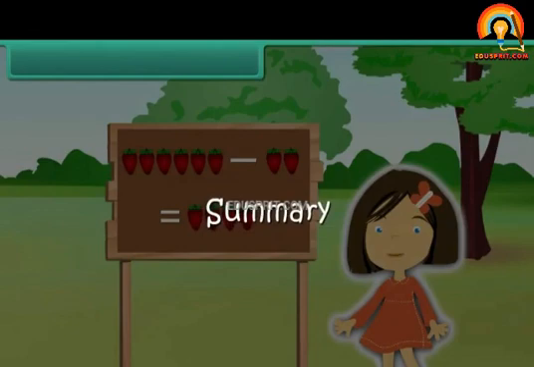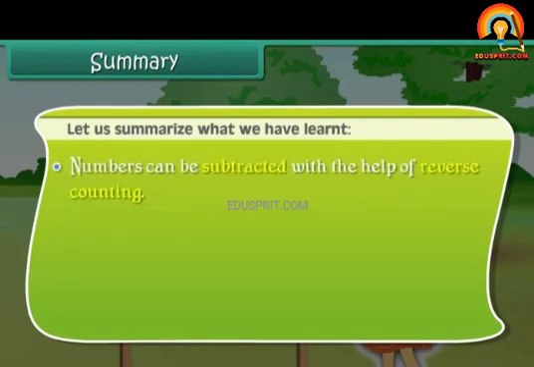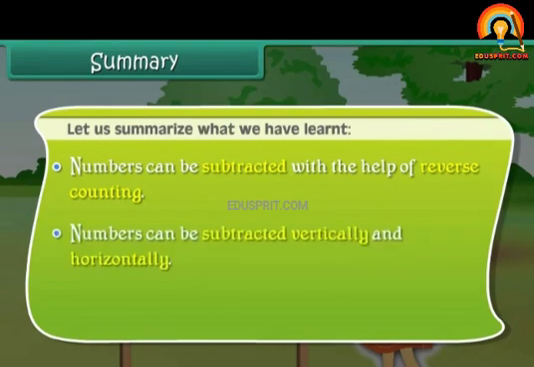Summary. Let us summarize what we have learnt. Numbers can be subtracted with the help of reverse counting. Numbers can be subtracted vertically and horizontally.